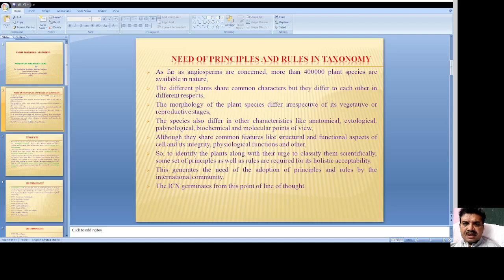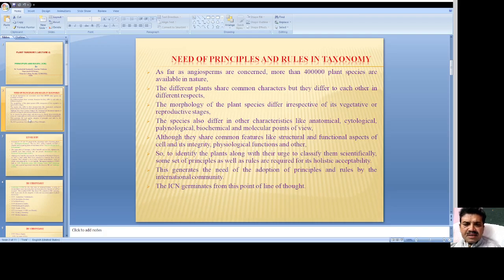As far as angiosperms are concerned, more than 4 lakh plant species are now available in nature, and the number is subject to increase day to day due to explorations of biodiversity across the globe. And these plants share some common features from a physiological point of view, fundamental structural aspects, cellular integrity, cell structures, tissue organizations, but they also differ from each other as far as their morphology is concerned, with respect to vegetative and reproductive stages.